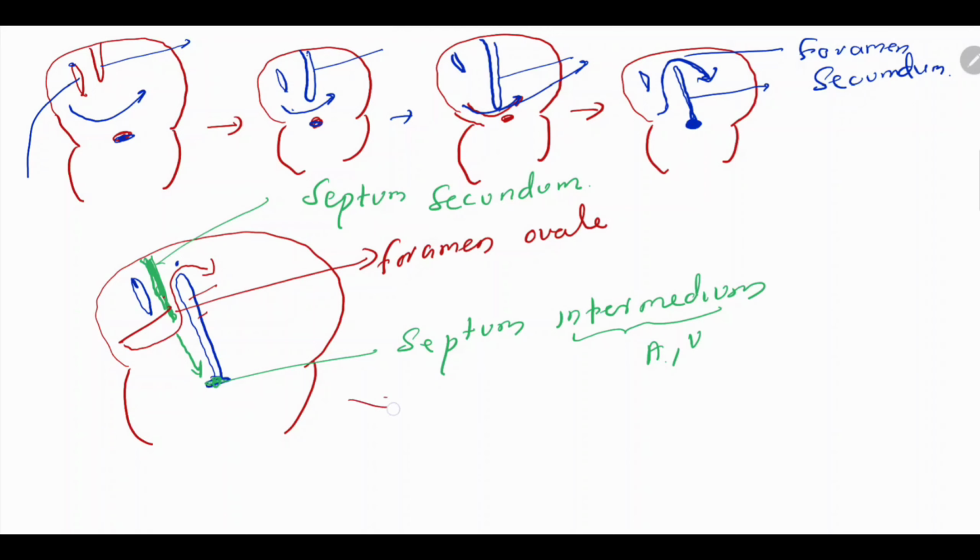I am just drawing here. Just see, here we have the primitive atrial chamber, the primitive ventricle chamber, and here the septum intermedium. From here we have the septum primum, and the septum secundum is formed over here. That means the gap is obliterated by the overlapping of these two, and the interatrial septum is formed.